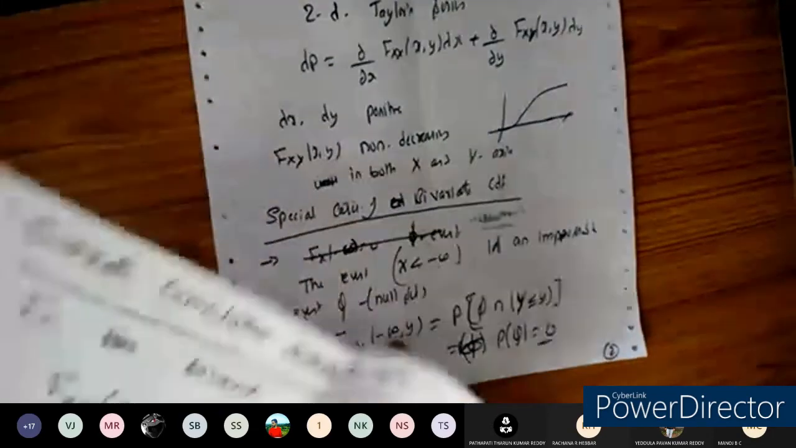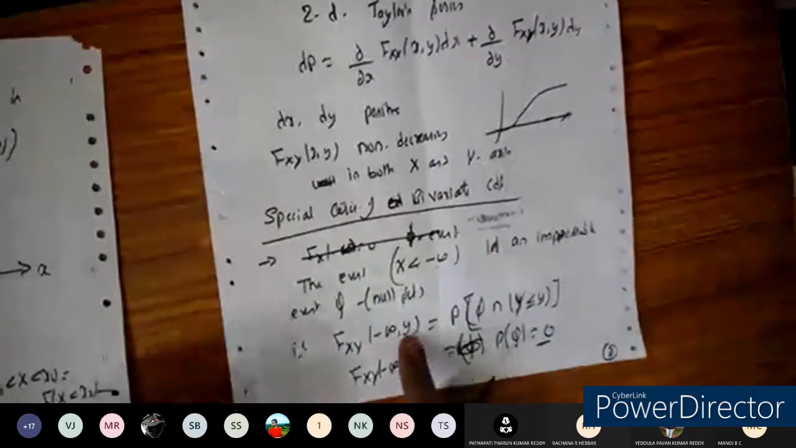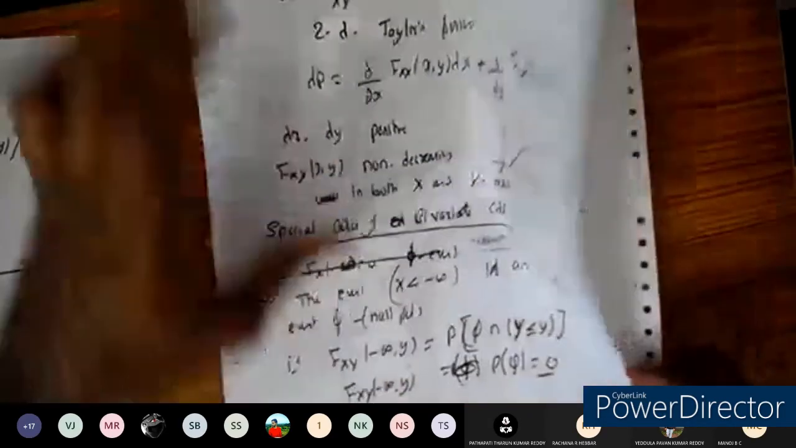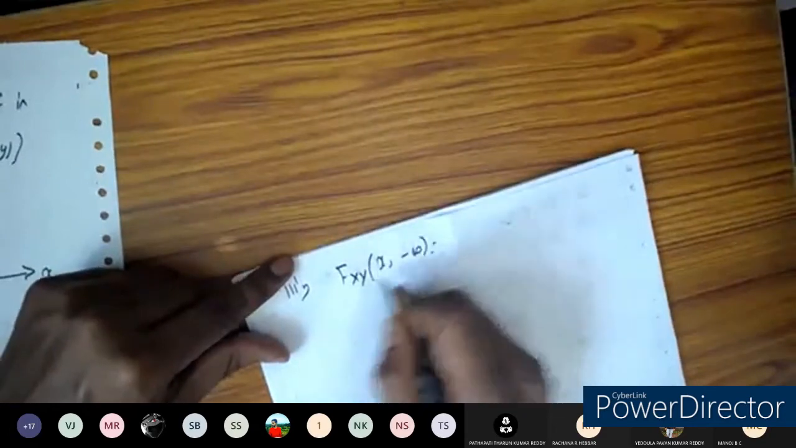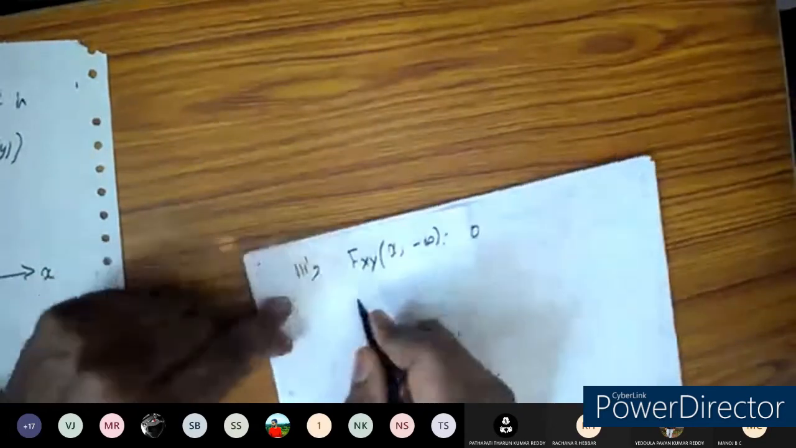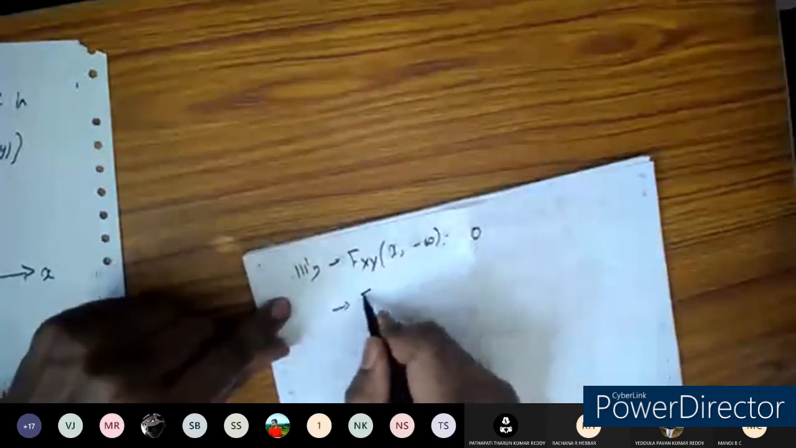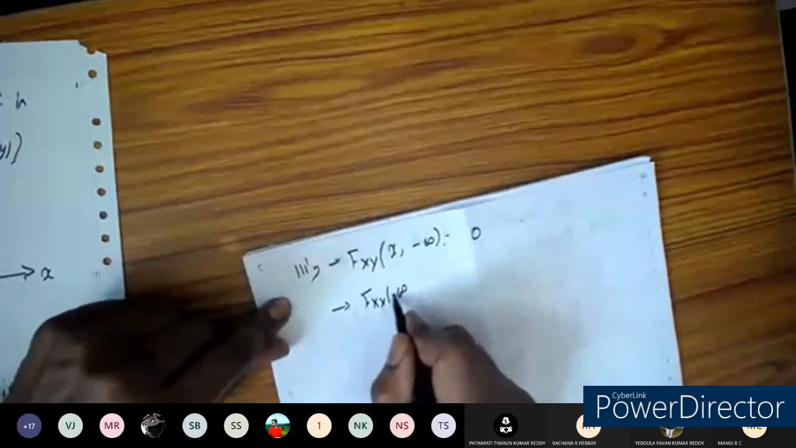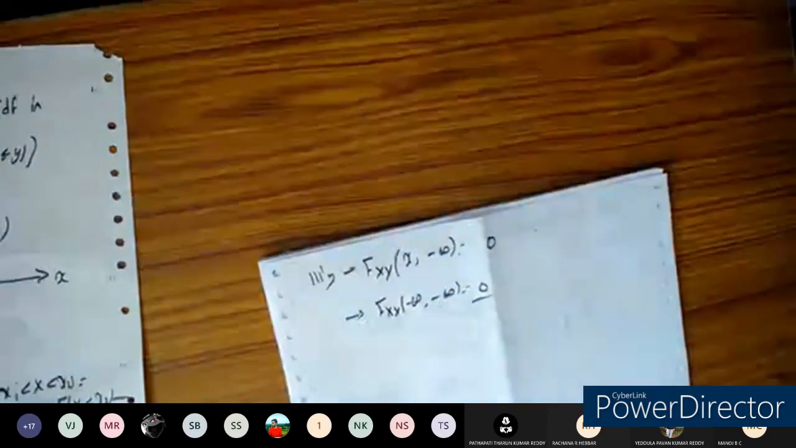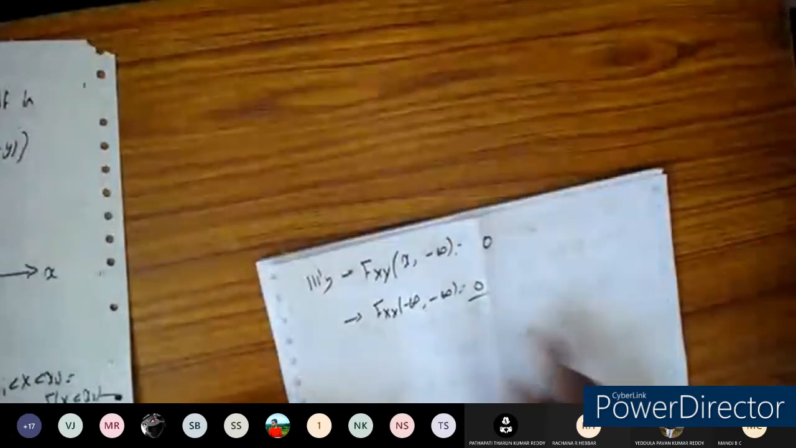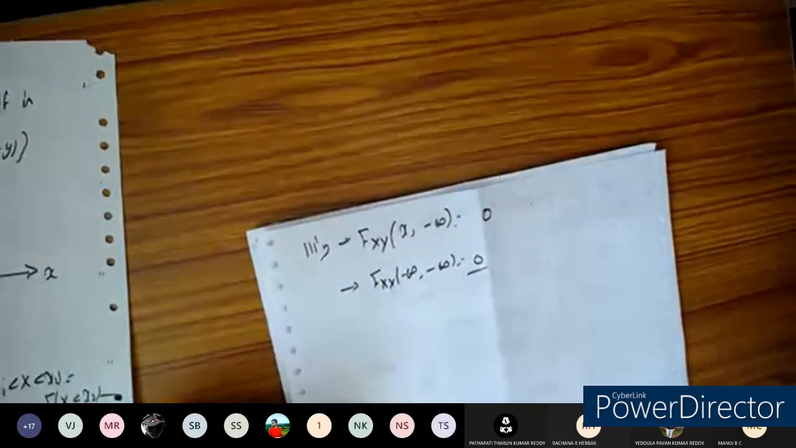Similarly, this is applicable on the x-axis, and in the same way we can apply it on the y-axis. So similarly we can extend: FXY of x comma minus infinity, for y equal to minus infinity, is also 0, and we can extend it for both random variables, that is minus infinity comma minus infinity is equal to 0. So this is the property of the CDF, which has been extended to the bivariate CDF also.